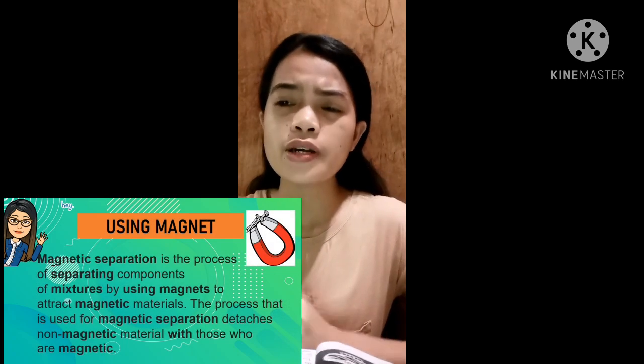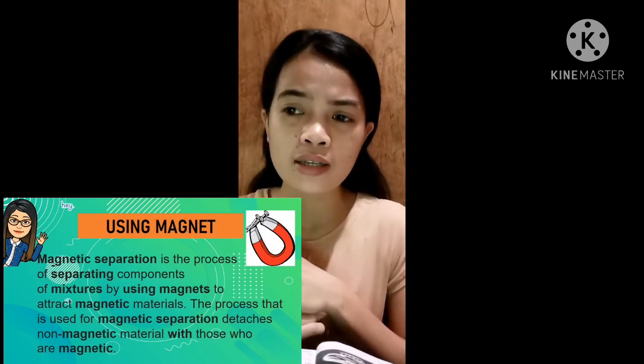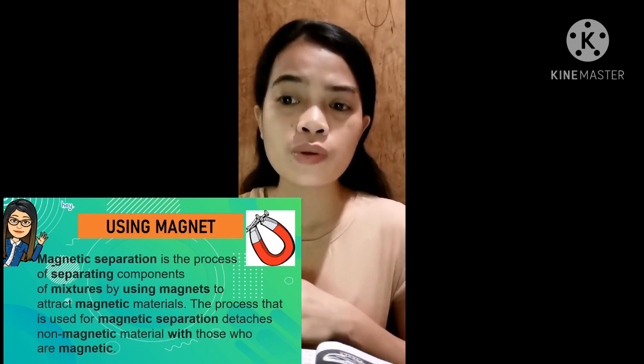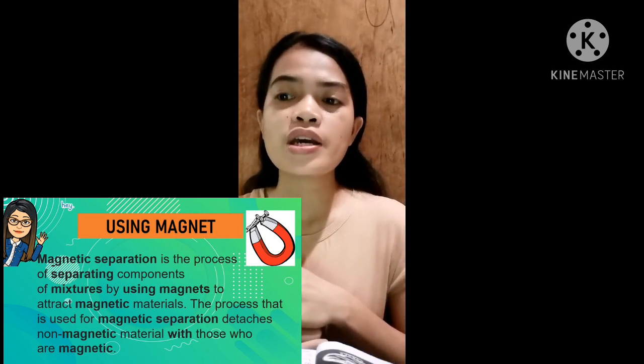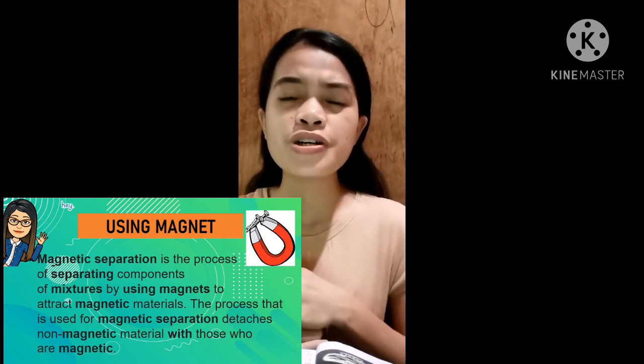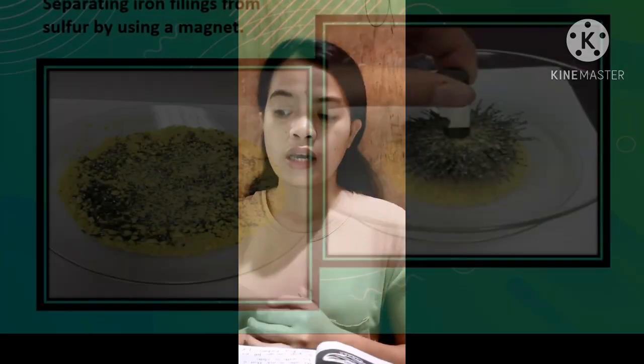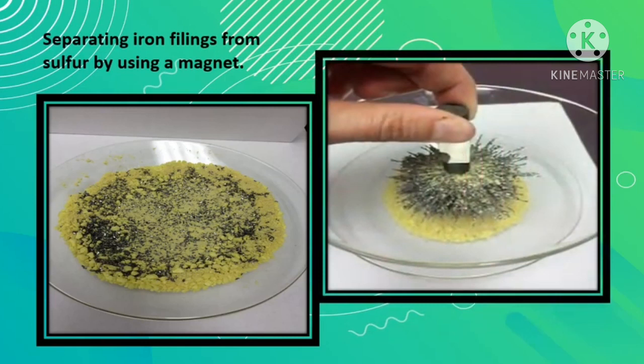Now, let's move on to using a magnet. Magnetic separation is the process of separating components of mixtures by using magnets to attract magnetic materials. The process that is used for magnetic separation detaches non-magnetic material from those that are magnetic. So here is an example of magnetic separation, by separating iron filings from sulfur by using a magnet.